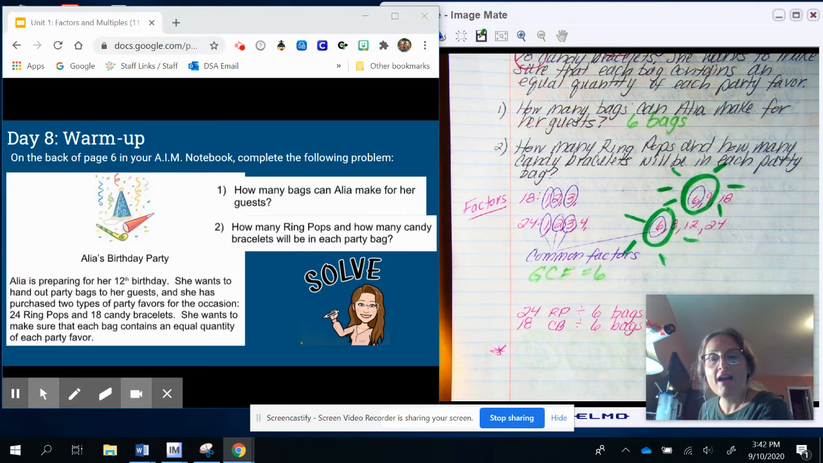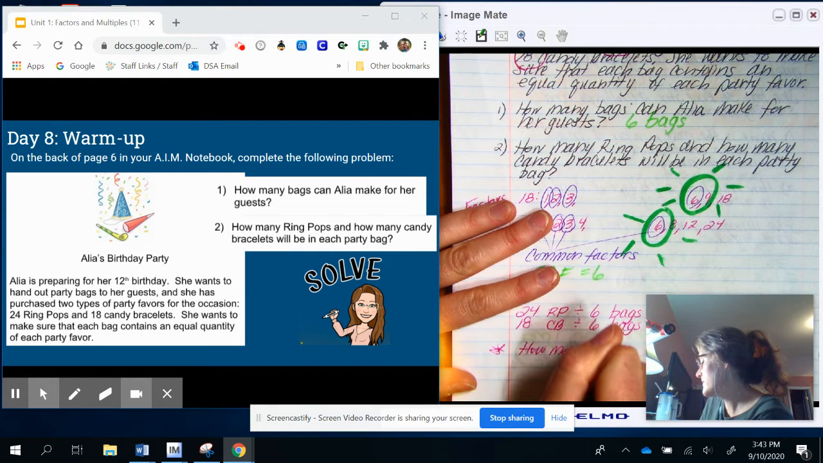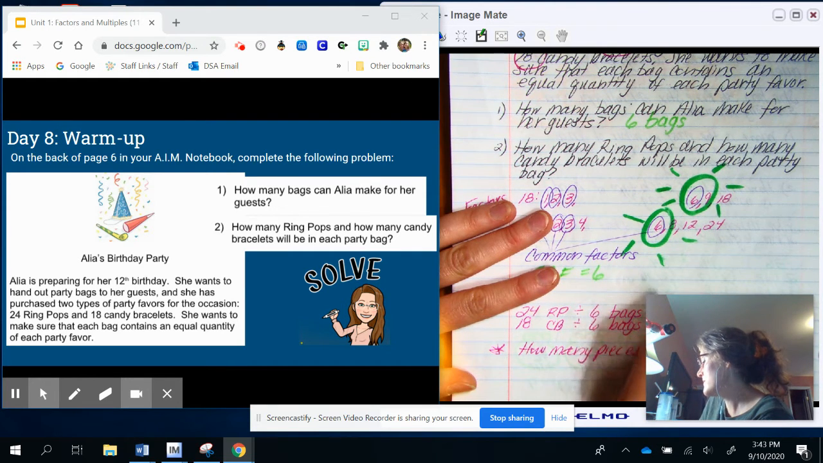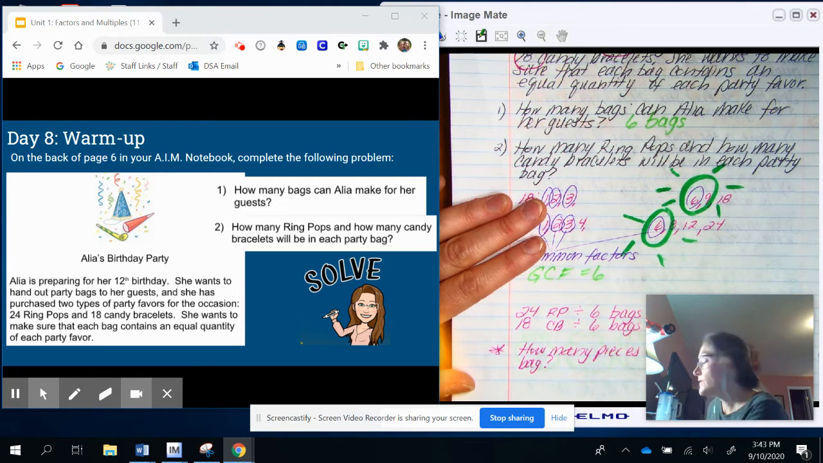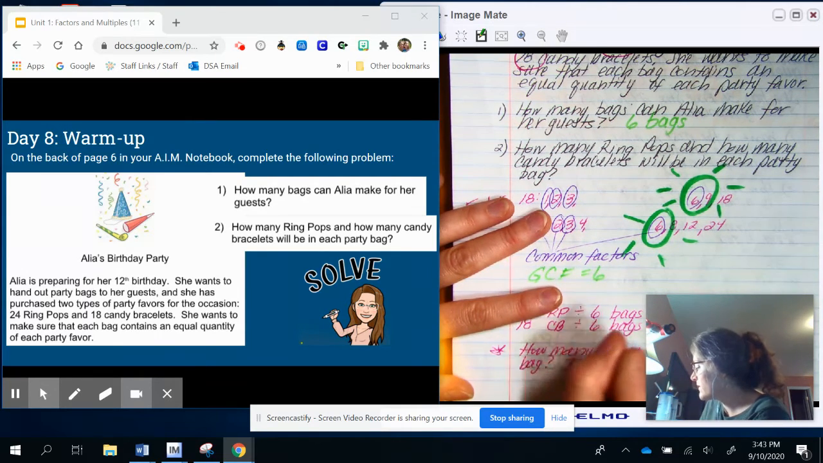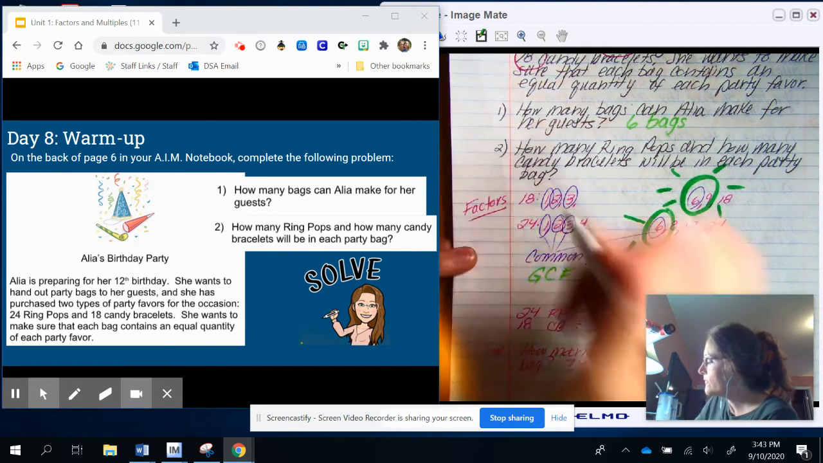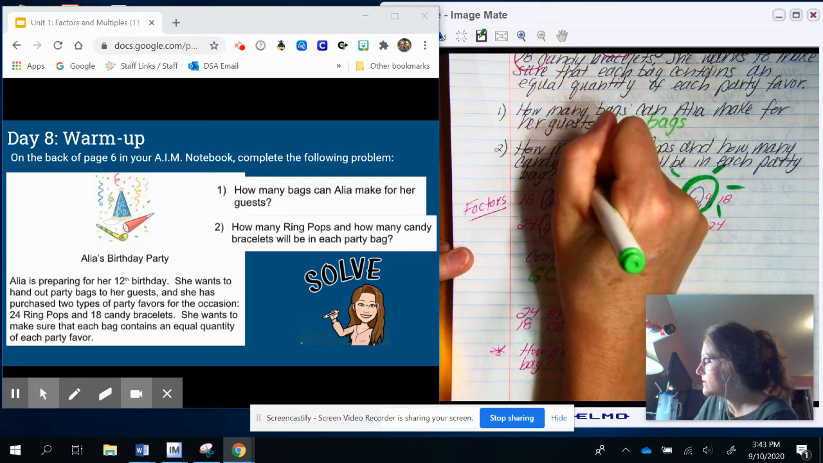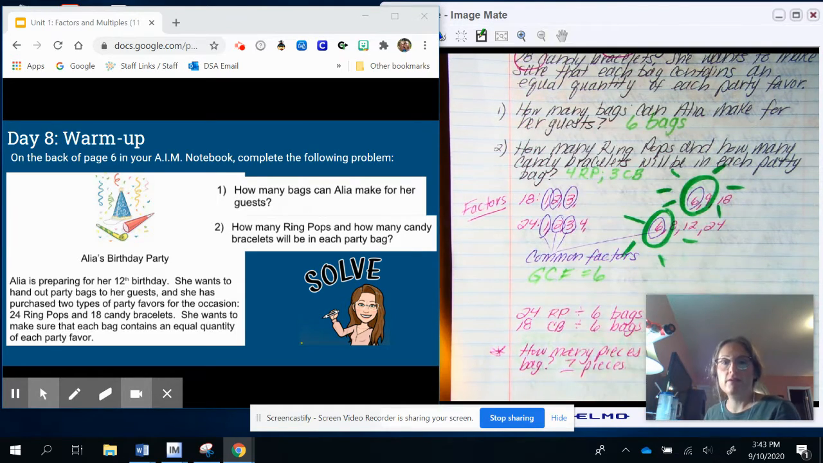Bonus question, how many pieces of candy are in each bag? If you said seven pieces, you are correct. All right, so she can do four ring pops and three candy bracelets per bag.